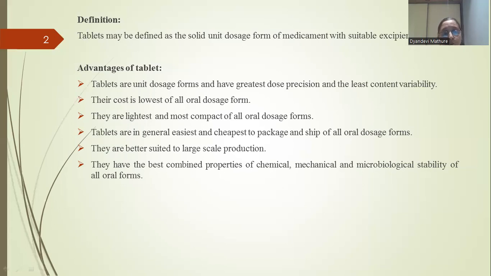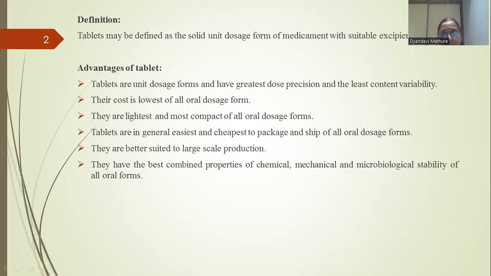They are better suited for large scale production. When we compare the tablet with another dosage form, for example the capsule, in a capsule we need to attach the body with the cap, whereas in the case of tablet it is not so. You just have to compress the granules into the tablet. Therefore, we say that they are better for large scale production.